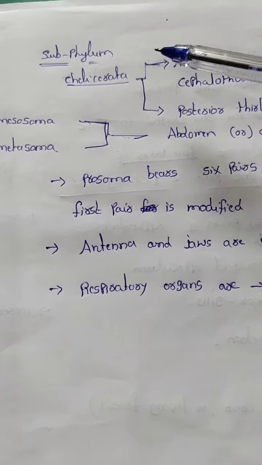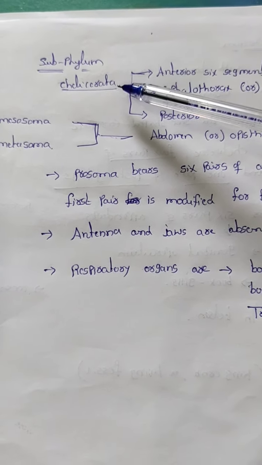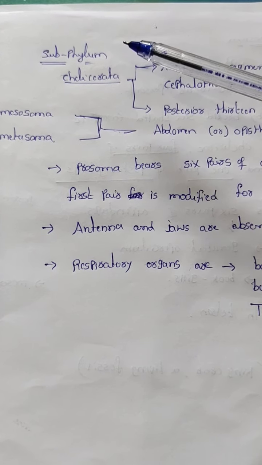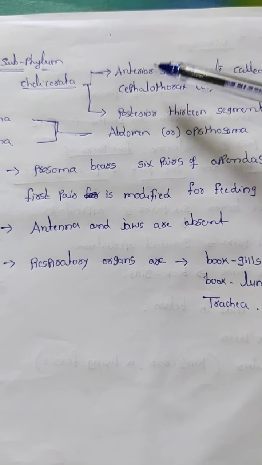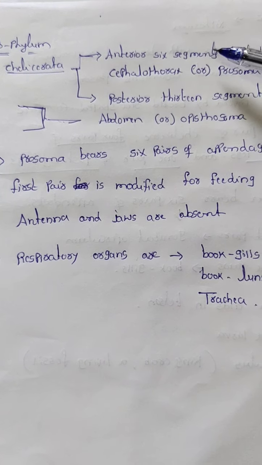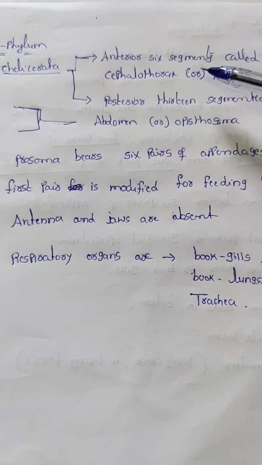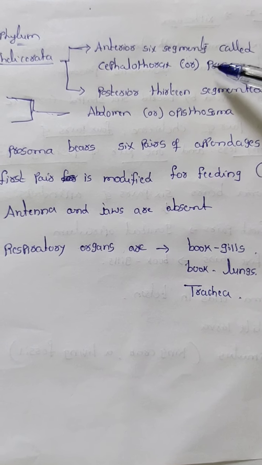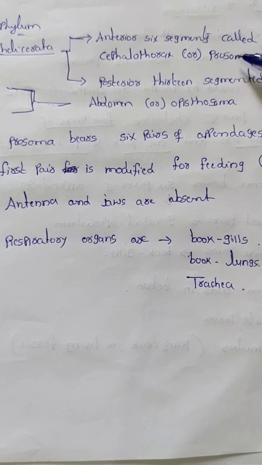Now we can go for the very important subphylum, that is the Chelicerata. Here in Chelicerata organisms, the body can be divided into anterior side and posterior side. Anterior means front side. Anterior, how many segments are there? 6 segments are present. That anterior 6 segments is called the cephalothorax, or also called the prosoma. Pro means anterior, soma means body. That's why it is called the prosoma.